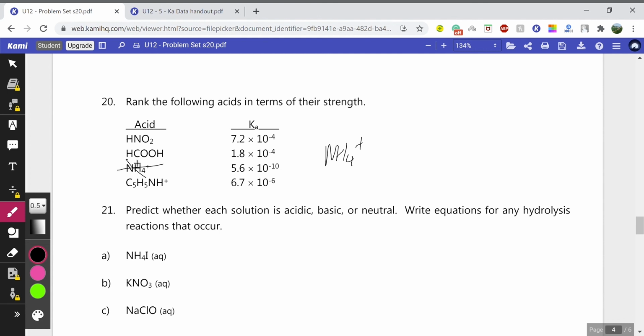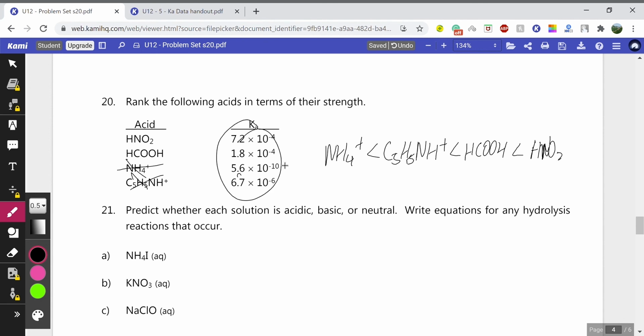Then, times 10 to the negative 6 is going to be stronger than this. Our C5H5NH plus is going to be stronger. I'm going to cross this out. Then we're going to have to compare against these two. One's 1.8 and one is 7.2. 1.8 is less than 7.2. So it's going to be HCOOH and then 7.2 times 10. Oh, sorry. And finally we have HNO2. Alright. Ordering from greatest to least, it can be easily determined by looking at the Ka.